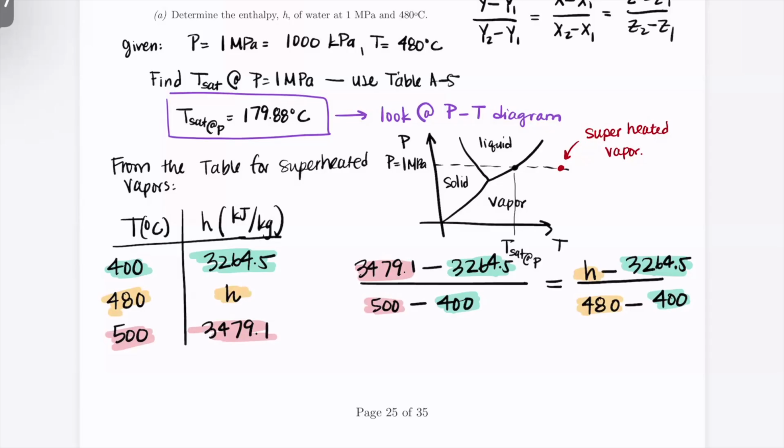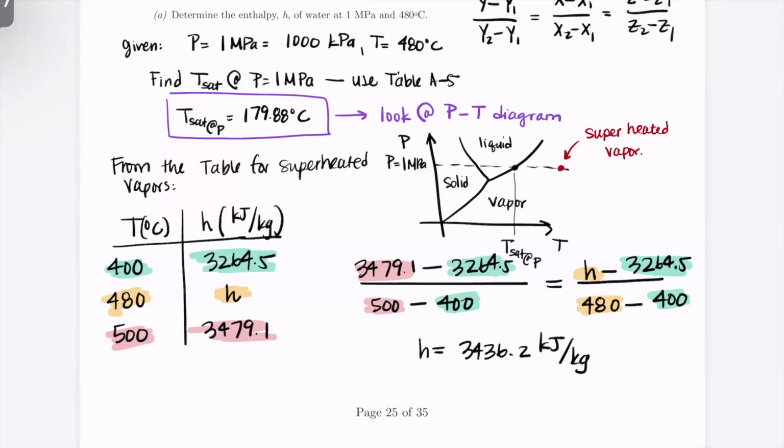So when you're doing the second part, I technically could have also done 3479 minus H divided by 500 minus 480. That's fine, but then I have another minus sign to deal with because I have a minus H. So it's just quicker algebraically to do it this way, but you'll get the same answer either way. So when I solve this, I get that H is 3,436.2 kilojoules per kilogram.